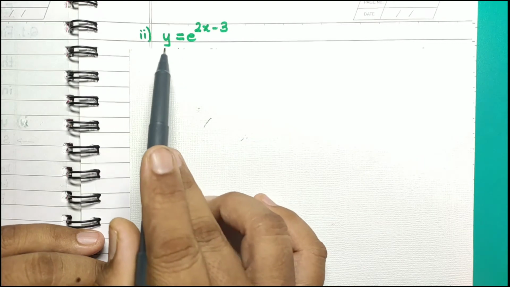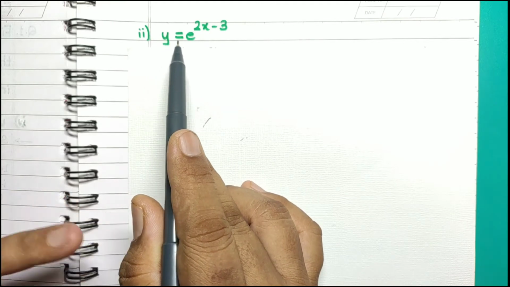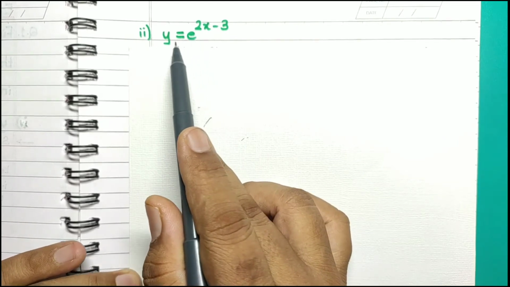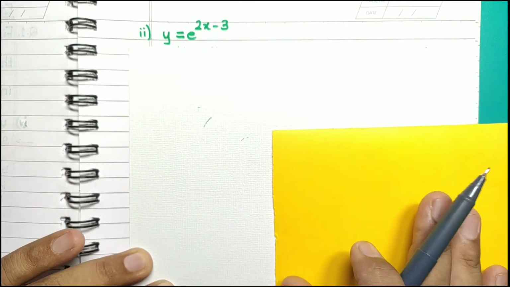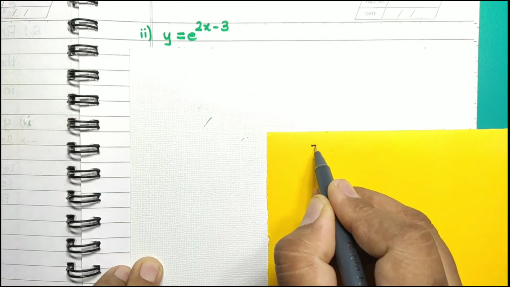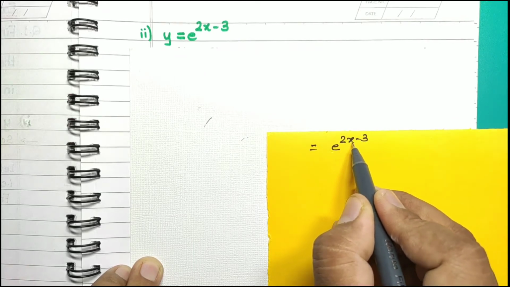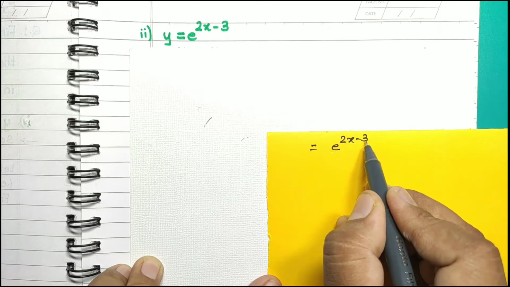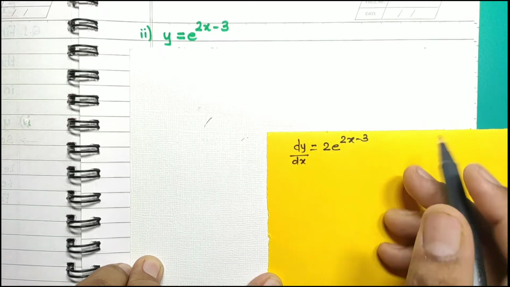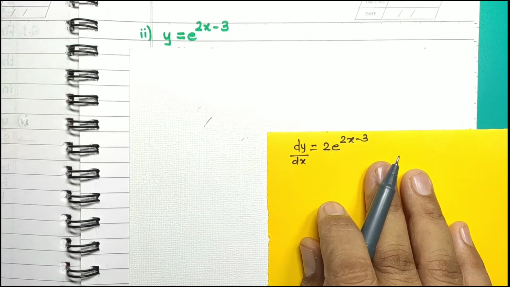Then the next given function is y is equal to e raised to 2x minus 3. Here, as per question, we have to find out dy by dx using derivatives of inverse functions. See here, we can write derivative of this function directly using chain rule. It is like e raised to something, so derivative of this function is e raised to 2x minus 3 into derivative of 2x minus 3, and derivative of 2x minus 3 is 2. So we can find this derivative directly using chain rule. But here we have to use theorem for derivatives of inverse functions.